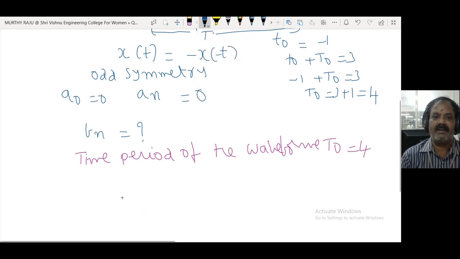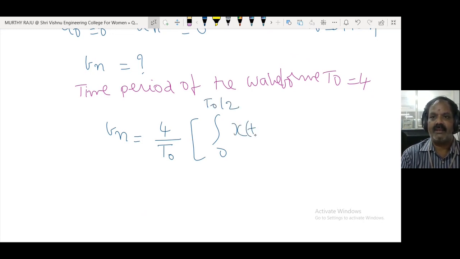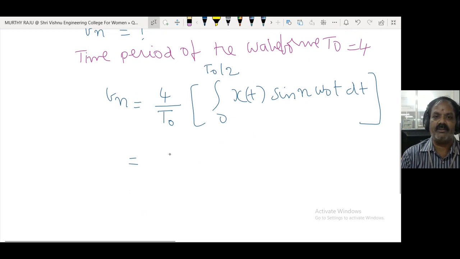This one is an odd symmetry. The Bn equation is Bn is equal to 4 by T, general expression, 0 to T, where T is the time period of the waveform. That is, T is replaced with T naught by 2, x of t sin n omega naught t dt. Here T naught is 4. Substitute 4 in that equation. We know that T naught, the time period of the given waveform, is 4. 4 by 4.